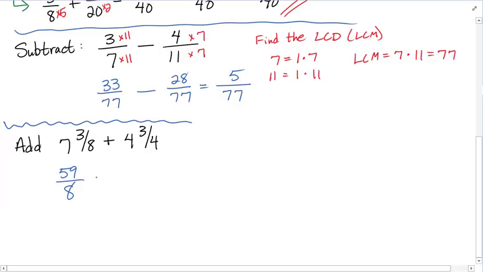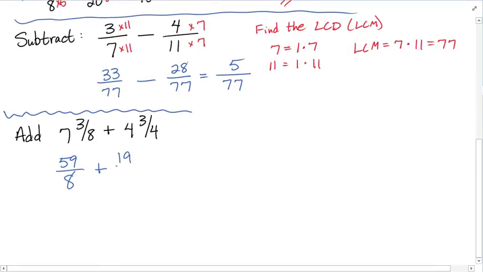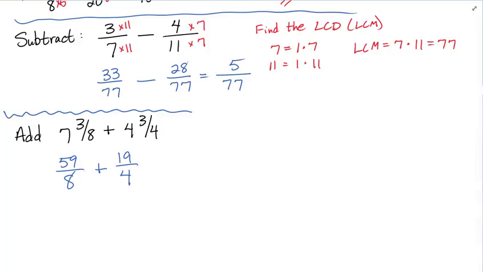Okay, let's convert the second mixed number to an improper fraction. 4 times 4 is 16. 16 plus 3 is 19 fourths. And there we go. I've converted my two numbers to improper fractions, and now I can do the arithmetic. I can do the addition. So I remember, to add these, they've got to have common denominators.